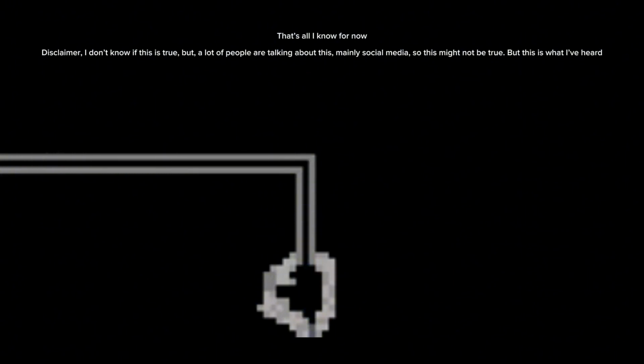Disclaimer. I don't know if this is true, but a lot of people are talking about this, mainly social media. So this might not be true, but this is what I've heard.